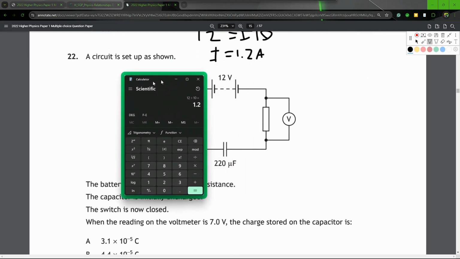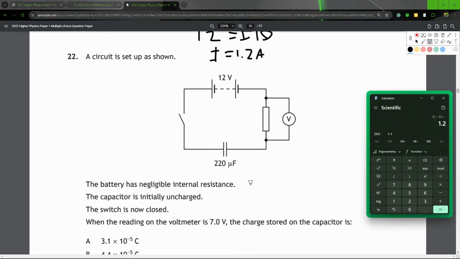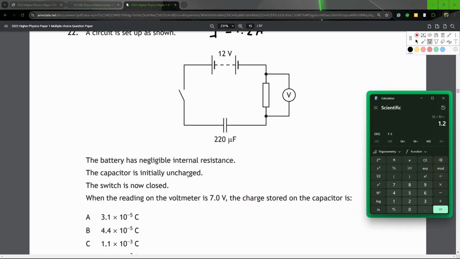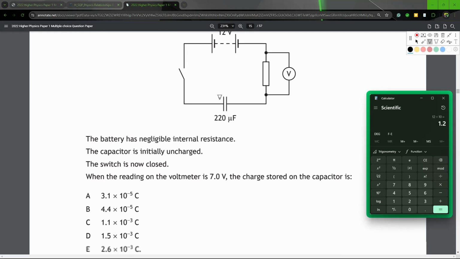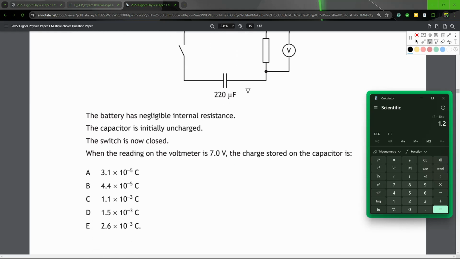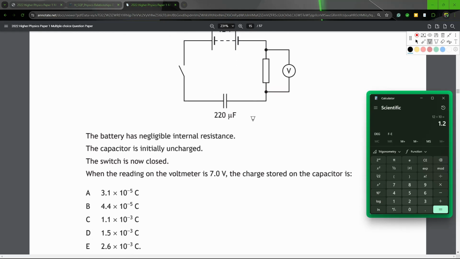A circuit is set up as shown. The battery has negligible internal resistance. The capacitor is initially uncharged. The switch is now closed. So this switch here, this will make a complete circuit. When the reading on the voltmeter is 7 volts, the charge stored on the capacitor is what?